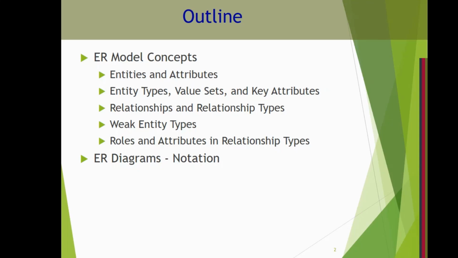Now the ER model will be discussing entities and attributes. E stands for entities, R stands for relationships. So what are the entities? What are its attributes? And then suppose there is entity 1 and there is another entity 2. Then obviously there is a relationship between the two entities.